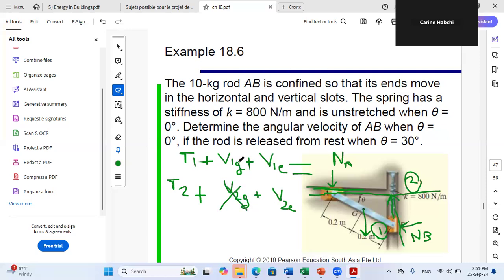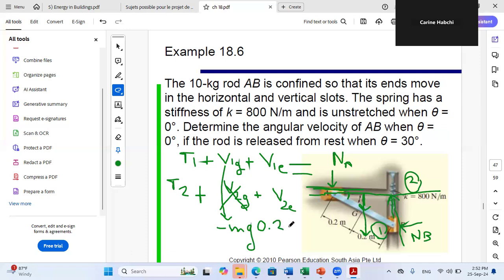And what will be V1 gravitational, the gravitational potential energy at state 1? You are below the datum line, so it's a negative gravitational energy, minus mgh. Exactly. And you have the angle to be 30 degrees, so this distance is 0.2 sine 30. So we have that V1 gravitational will be equal to minus mg times 0.2 times sine 30.